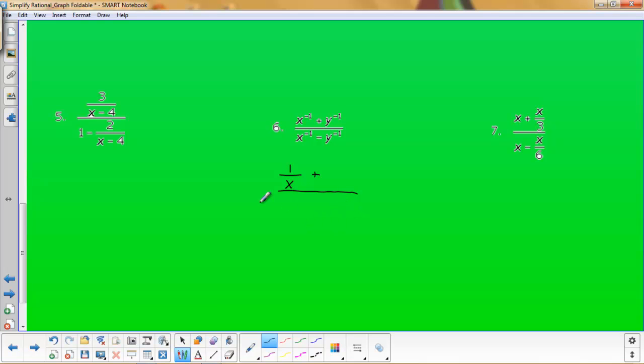Okay? So take the time to practice these particular problems, and if you have not done so already, go back and watch the clearing the fraction video and see which way you prefer to solve these compound fractions.